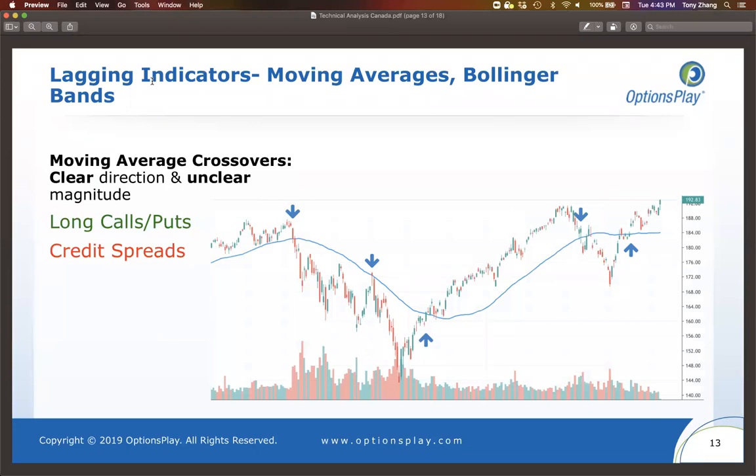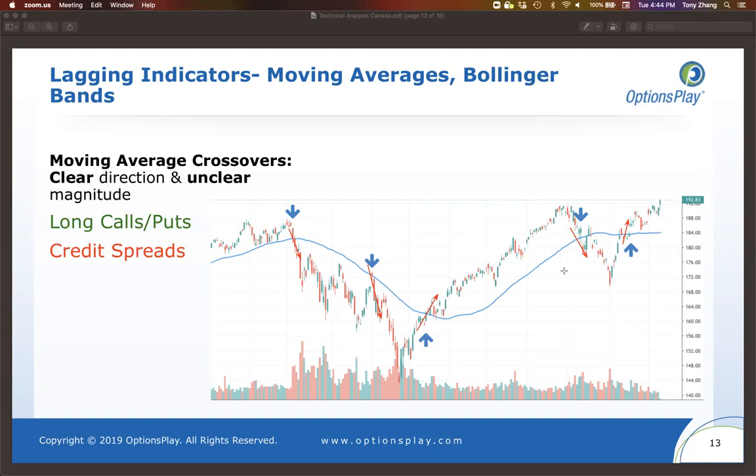Next, let's move on to a very, very popular trading indicator, the moving averages. Pretty much anyone who's ever read a technical analysis textbook, this is one of the first indicators that you learn about. And moving averages can be interpreted in many different ways, but most commonly it's interpreted based on the crossovers. So when the stock crosses below its moving average, that is a bearish indication. When the stock crosses above its moving average, that's a bullish indication. And you can trade these crossovers as bullish and bearish signals.